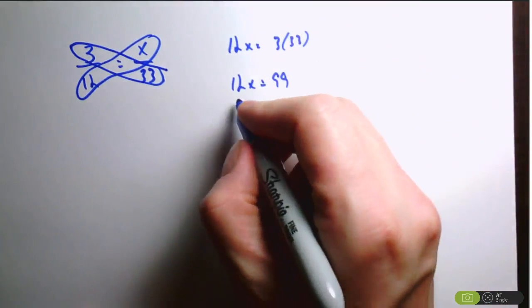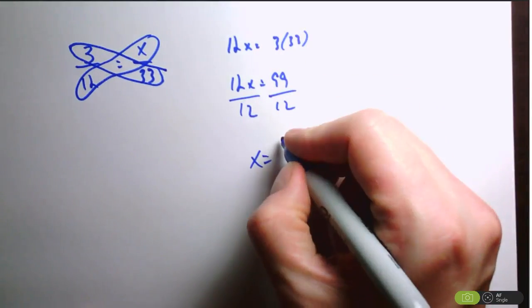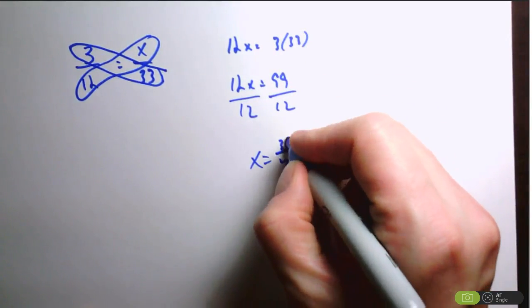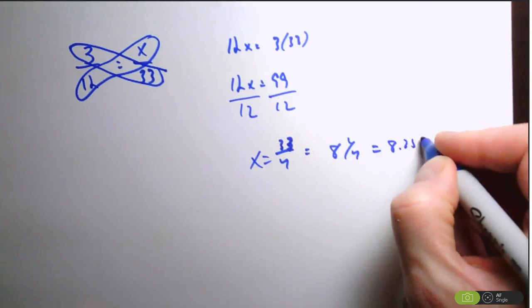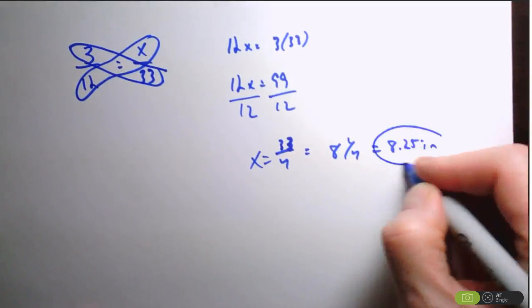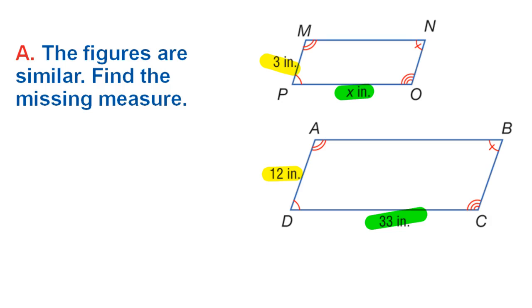12x equals 99, divided by 12. That ends up being 33 over 4, which is 8 1/4, or 8.25, and they were in inches, so 8.25 inches. Okay, so again, it's just setting up this proportion and solving again. The key is knowing what goes to what.